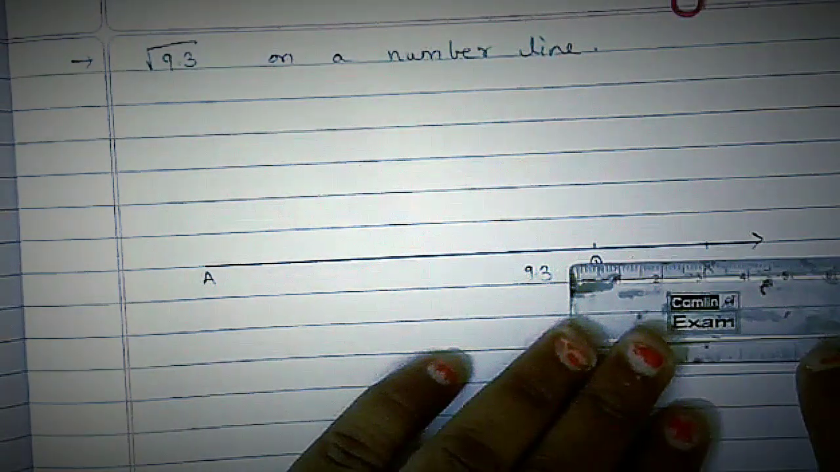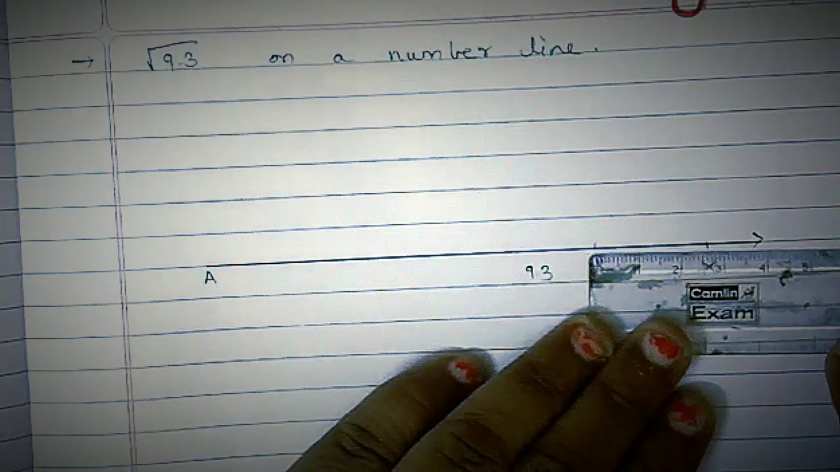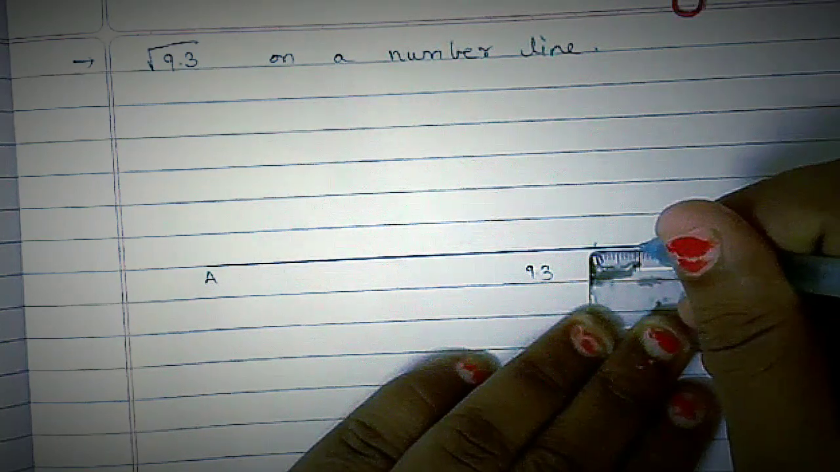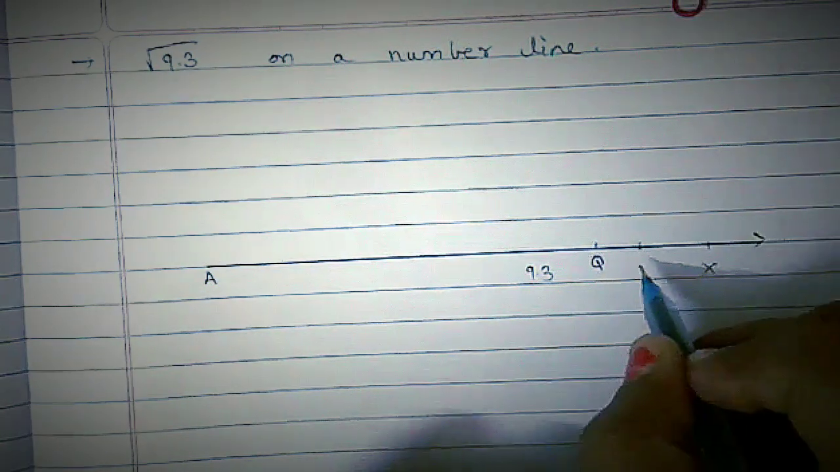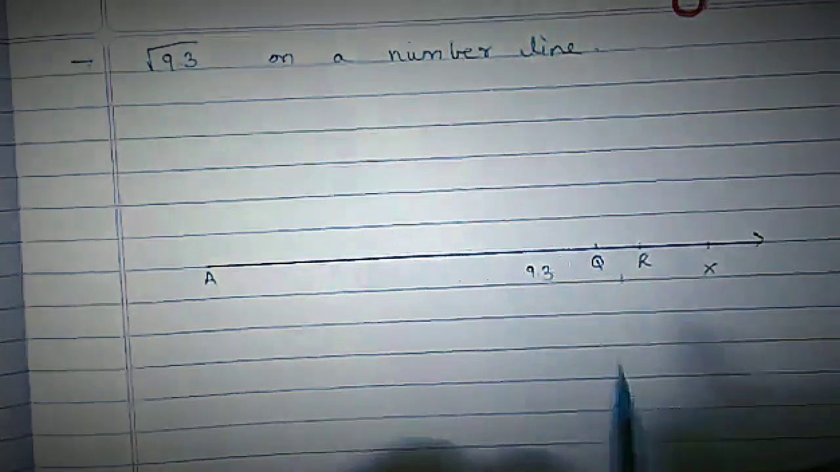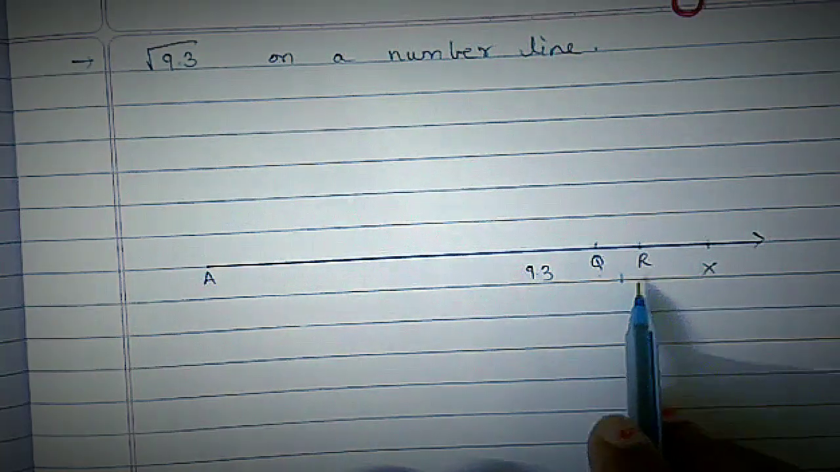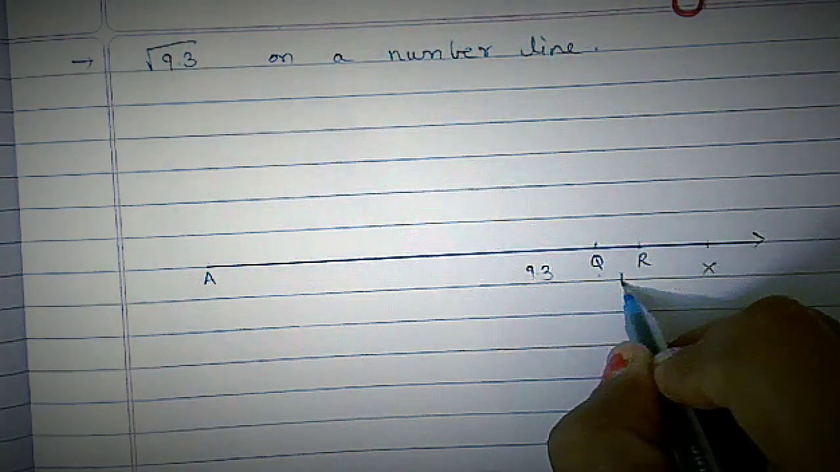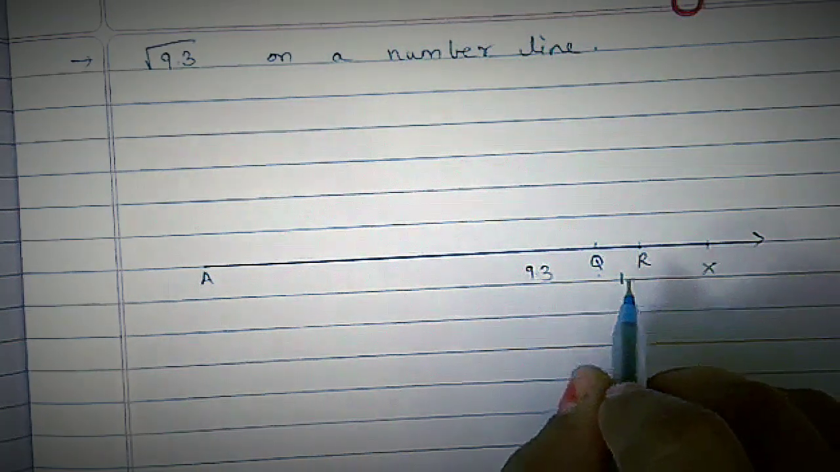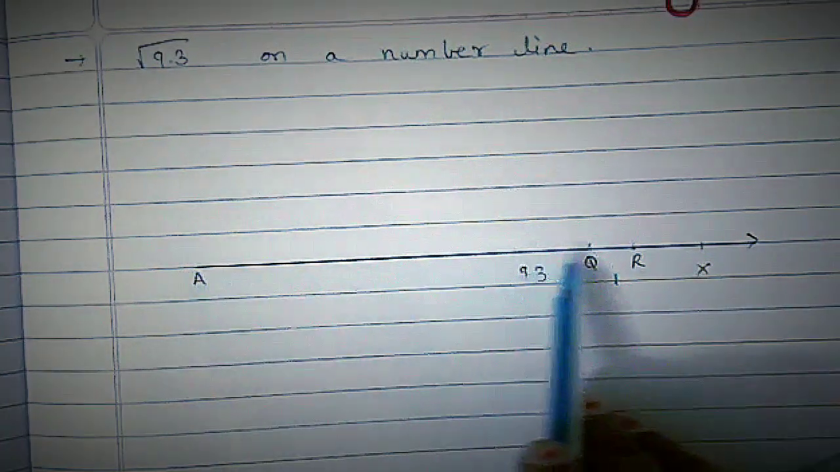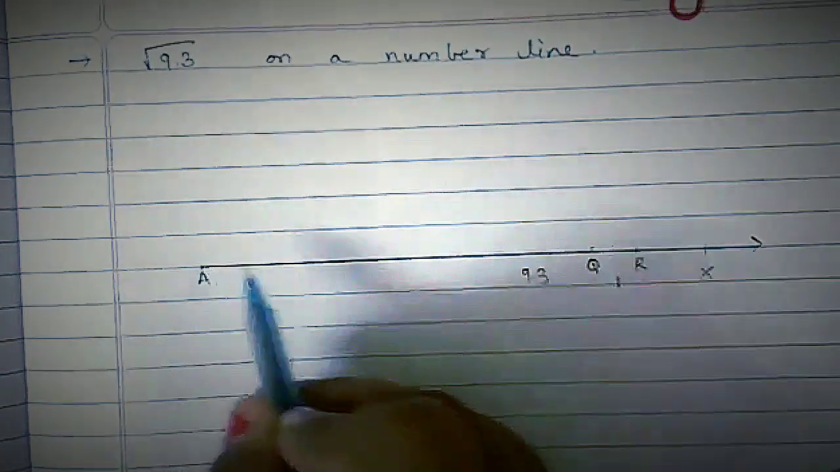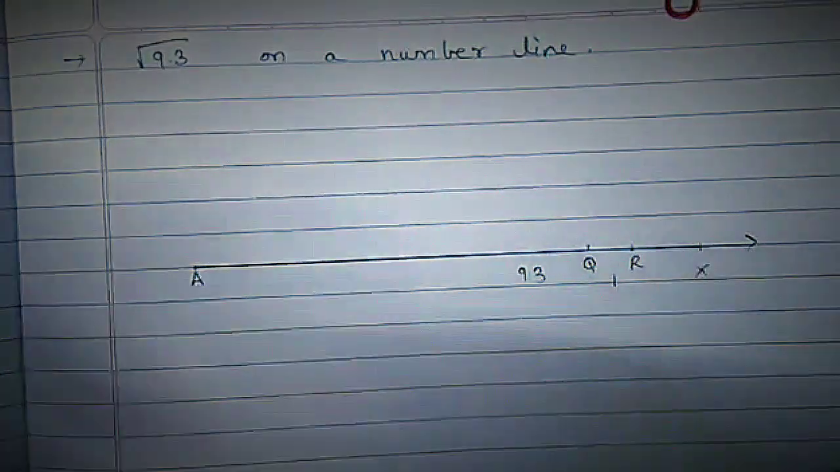One more thing, take one more point R from Q such that QR should be equal to 1 centimeter. So we have taken Q to R, which is equal to 1 centimeter. Now draw the perpendicular bisector of AR. So that means we will be drawing the midpoint of AR.